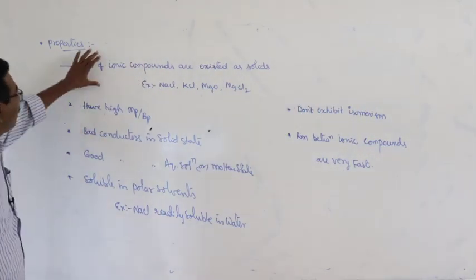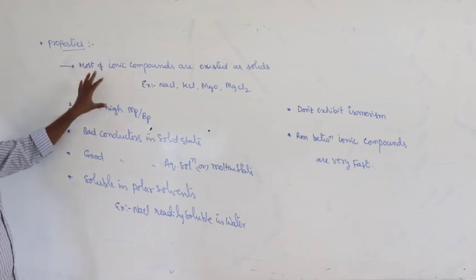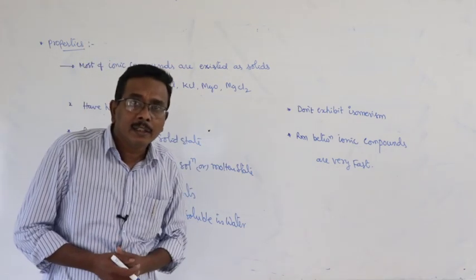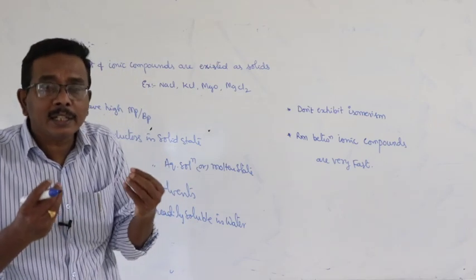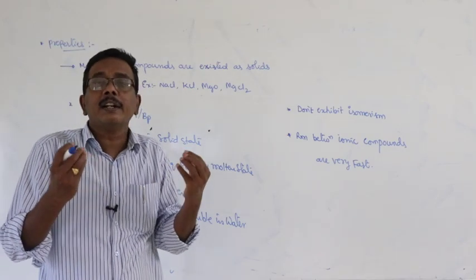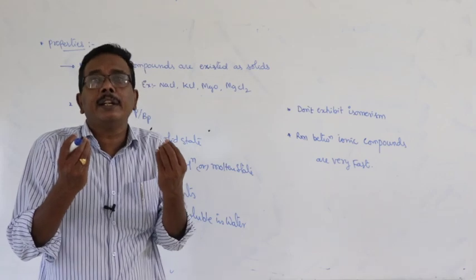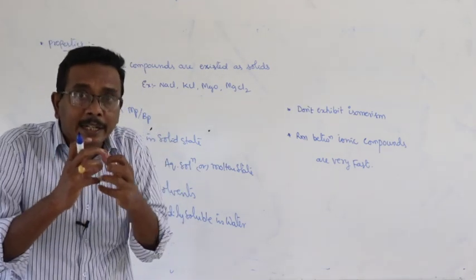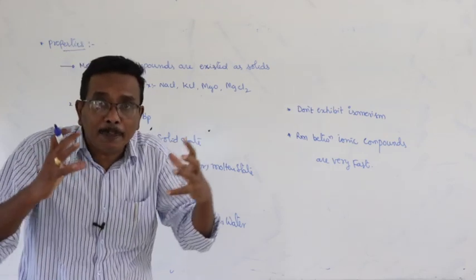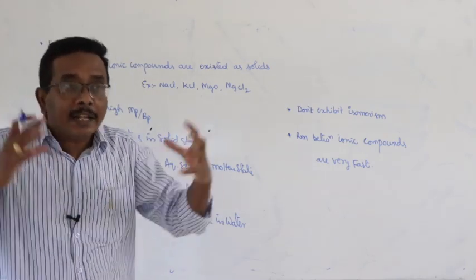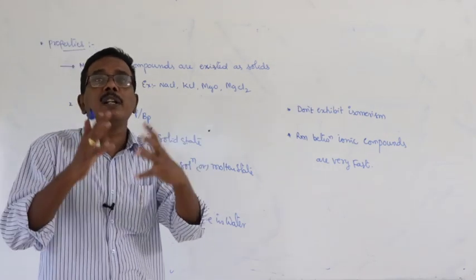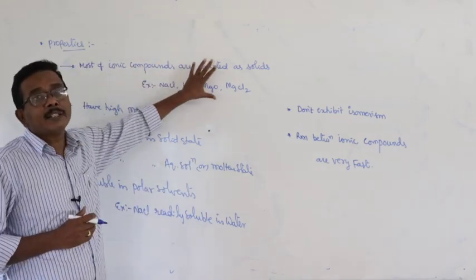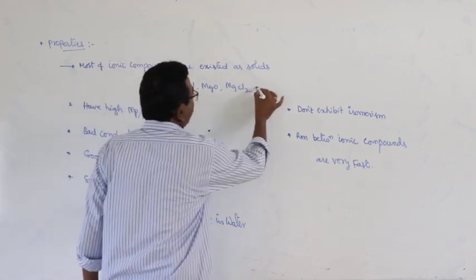Look at here. And here most of the ionic compounds are existed in the form of solids. Why? Here the internuclear distances or inter-ionic distances are very shorter or close. They are closely arranged with each other. They are closely packed with each other. They are held with each other through strong electrostatic forces. As a result of that, here they are existed in the form of solids.